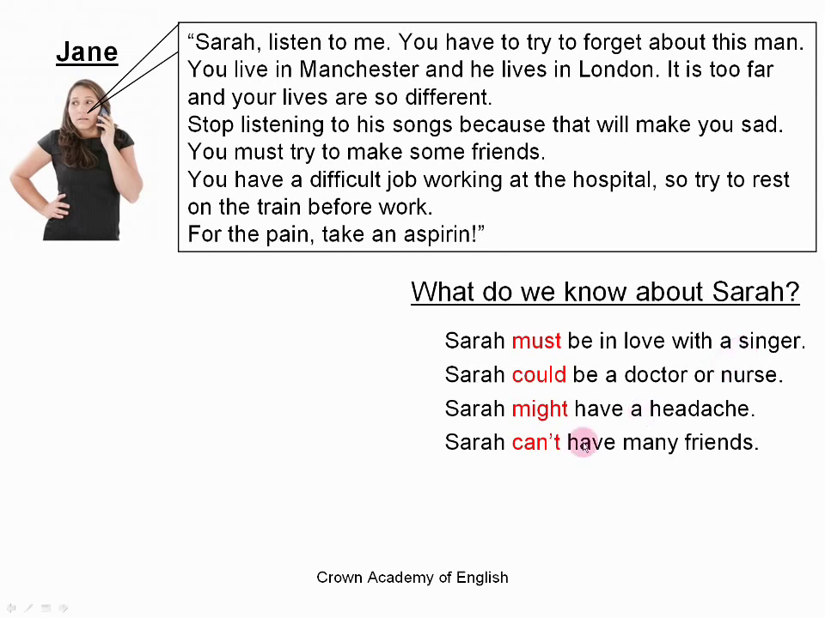And in the negative, we can say Sarah can't have many friends. Okay? Now we know this because Jane says you must try to make some friends. So we know Sarah doesn't have many friends, doesn't have any friends. We can be sure. So since we are sure, and since this is the negative, we say can't.